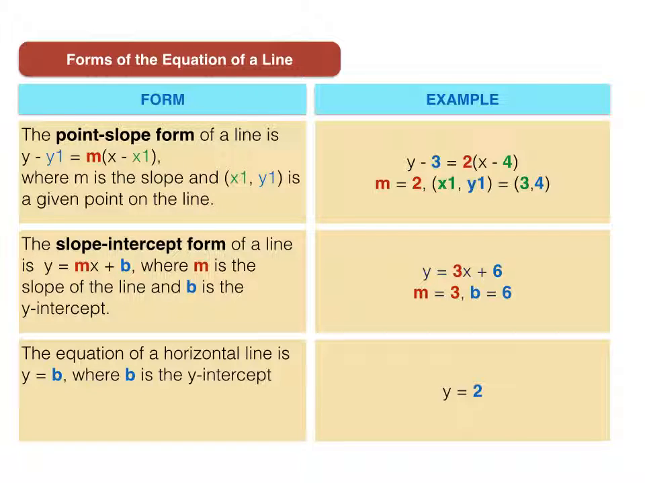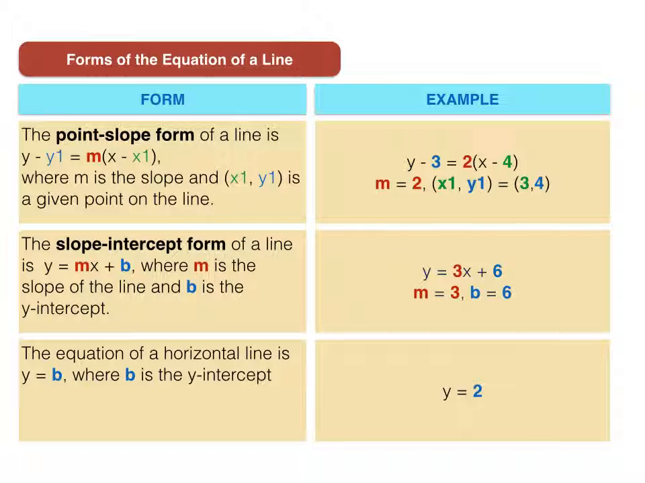Here are some forms of the line and some examples. The point-slope form of a line is y minus y1 equals m times x minus x1, where m is the slope and x1, y1 is a given point on the line. An example of this is y minus 3 equals 2 times x minus 4. The slope is 2, and the ordered pair x1, y1 is the ordered pair 4, 3.